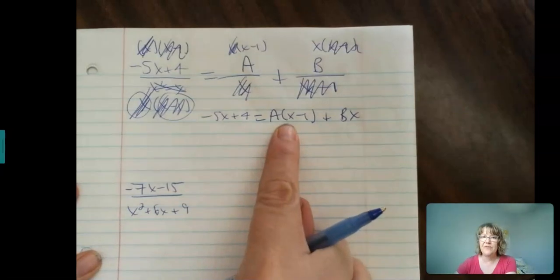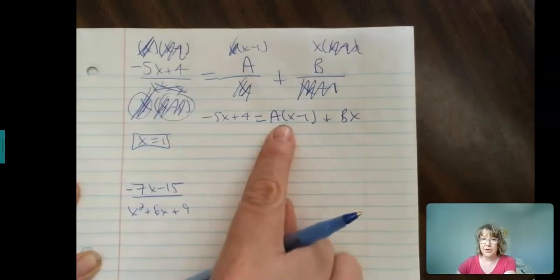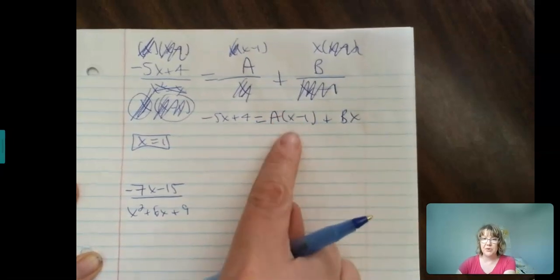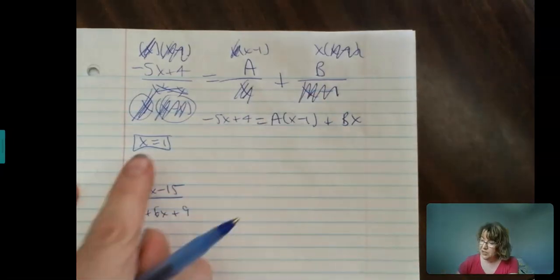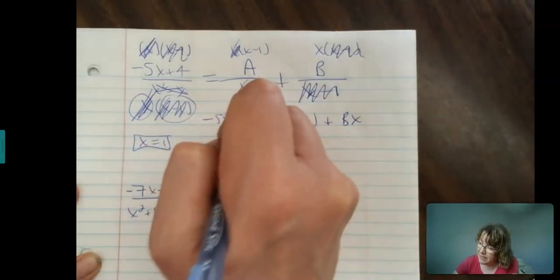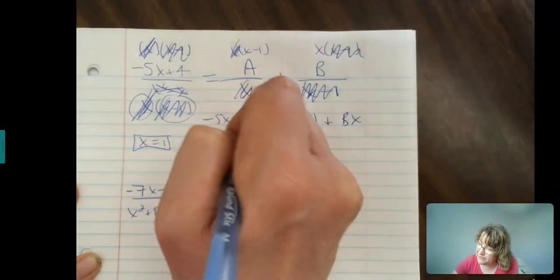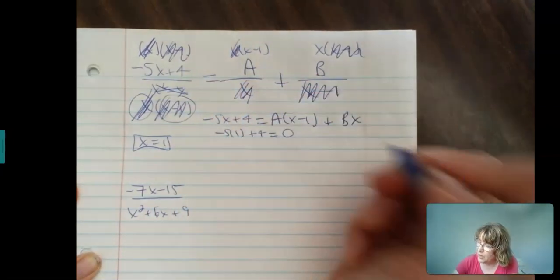Do you see how if x is 1, that is a friendly number, because all of this will become 0? Because 0 times A would be 0. And then do you see how I can figure out what B is? That's how I like to do these. Again, it's all about input and output in pre-calc. So I'm going to sub in my 1. I get negative 5 times 1 plus 4. Sub 1 in, all of that is 0.